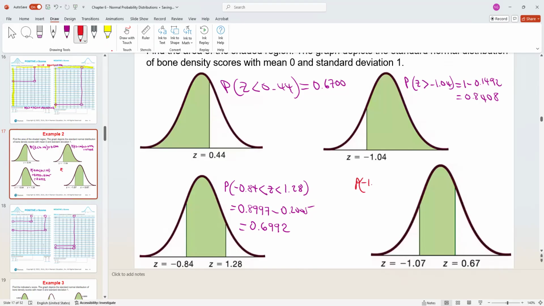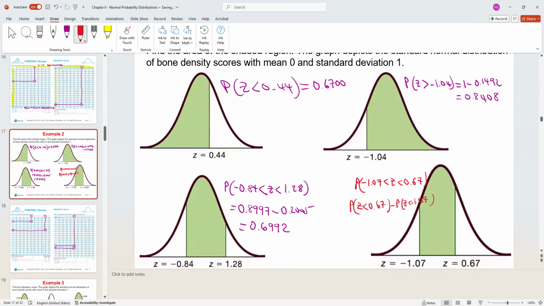So what we mean by doing between, when we said between, z is between negative 1.07 and 0.67. So if you want, you can rewrite it as probability that z is less than 0.67, minus probability that z is less than negative 1.07. If you want to write it that way, that's fine too, because that's the best way to write it, not to get confusing when we do between.